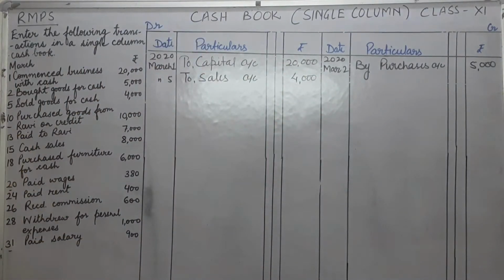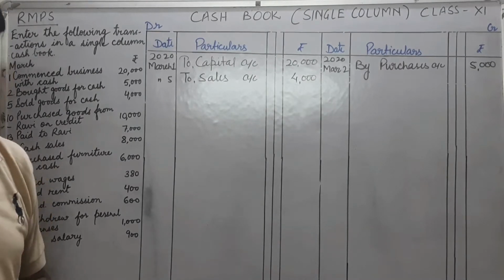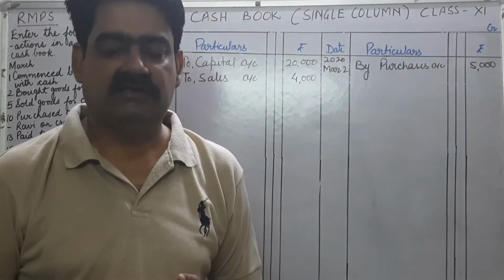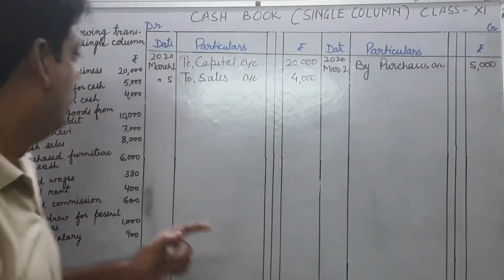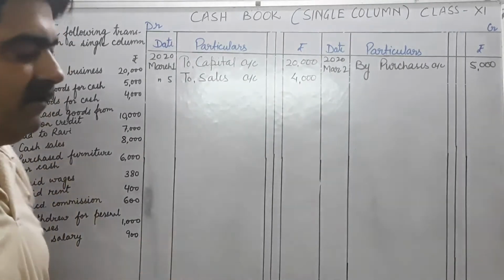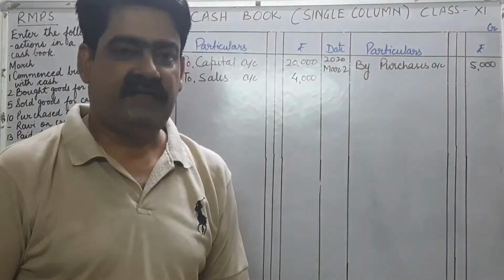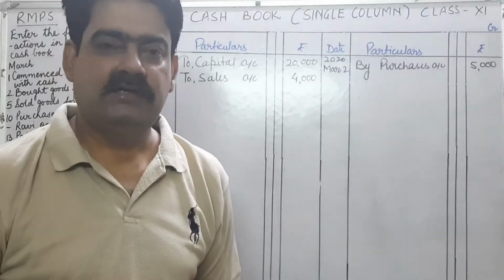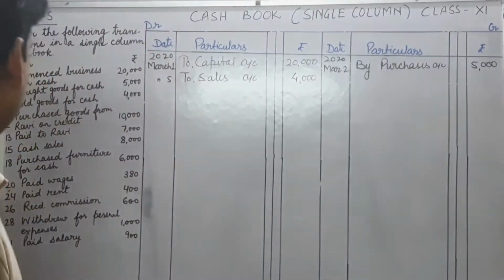After this, purchased goods from Ravi on credit. See, this is one of our non-cash transactions. Non-cash transactions will not come in your cash book, because you can see journal entry will be purchases account debit to Ravi. So always remember this thing, such transactions will not come in your cash book. Students, see few more transactions.